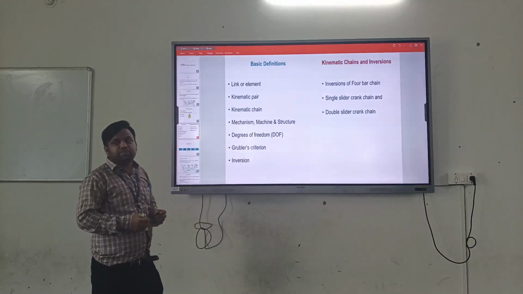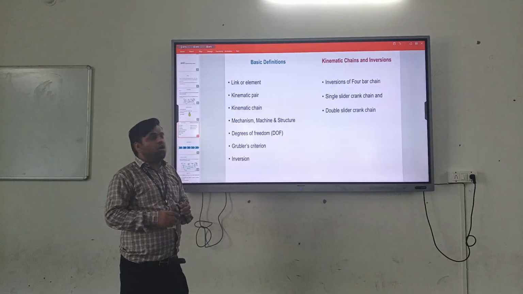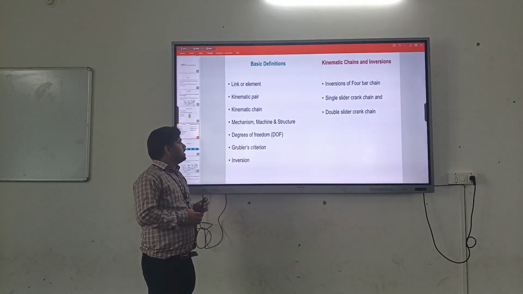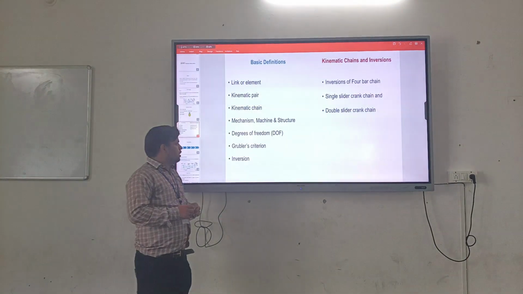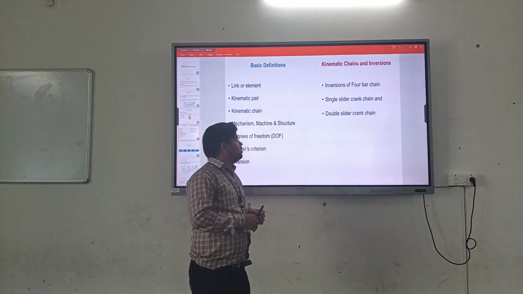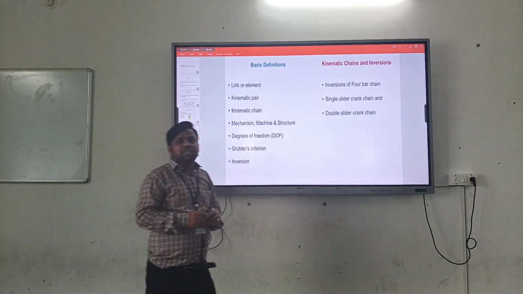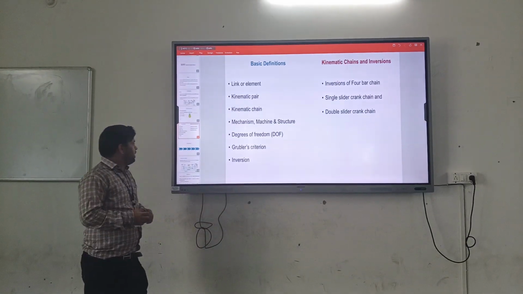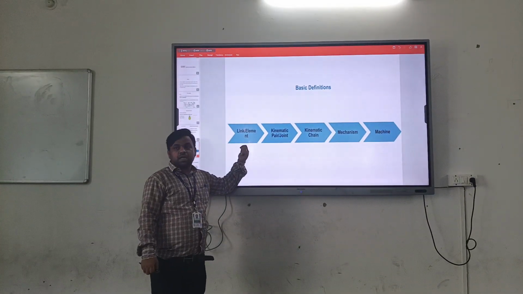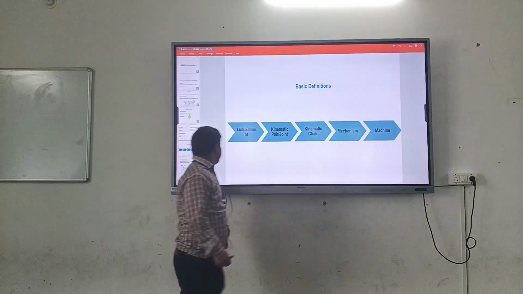Here are some basic definitions used in a machine: element or link, kinematic pair, kinematic chain, mechanism, machine and structure, degrees of freedom, Grubler's criterion, and inversion. Another part is kinematic chain and inversion, which is of three types: inversion of 4-bar chain, single-sided chain mechanism, and double-sided chain mechanism. Here are the basic definitions. First, we go through the link or element, then kinematic pair, joint, kinematic chain, mechanism, and machine. We will discuss these in the next part.